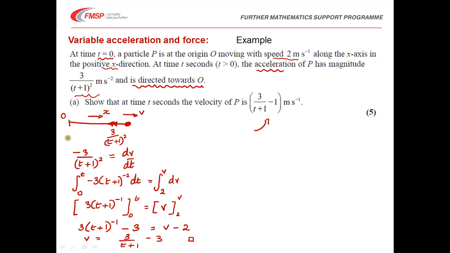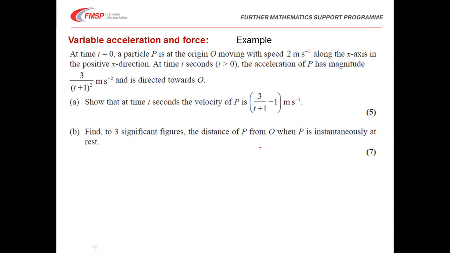Okay, so crucially, make sure that negative is included in there, and you should be able to get that to work through nicely. Okay, second part of this question then says find to 3 significant figures the distance of P from O when P is instantaneously at rest. So we want v to be equal to 0. Well, this is our expression for v that we've got here. This is what we proved in the first part of the question.